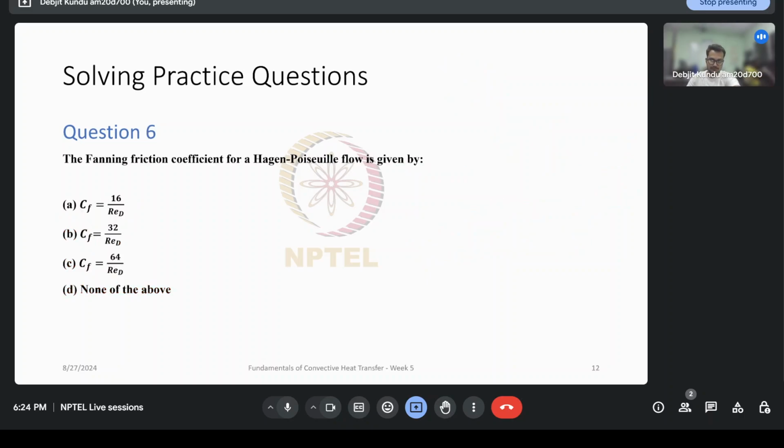All right, so moving on, we'll move on to question number C now, which is asking us the Fanning friction coefficient for a Hagen-Poiseuille flow is given by what? Is it CF equal to 16 over Re_D, where the Reynolds number is taken with respect to the diameter D? Is it option B, 32 over Re_D? Or option C, CF equal to 64 over Re_D? Or option D, none of the above?